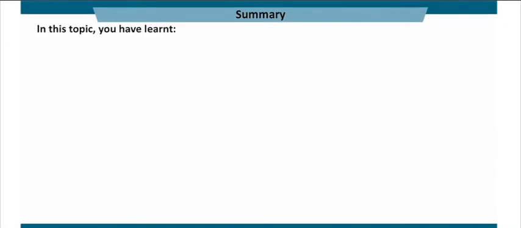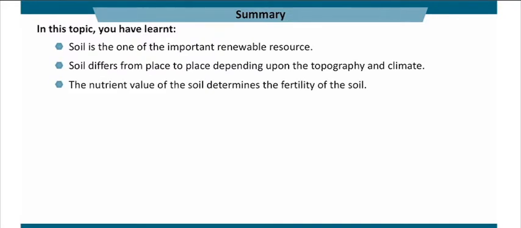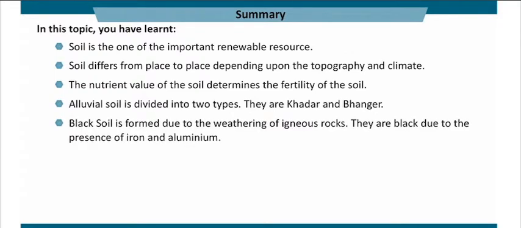In this topic, you have learnt that soil is one of the most important renewable resources. Soil differs from place to place depending upon the topography and climate. The nutrient value of the soil determines the fertility of the soil. Alluvial soil is divided into two types: Khadar and Bangar. Black soil is formed due to the weathering of igneous rocks. They are black due to the presence of iron and aluminium.